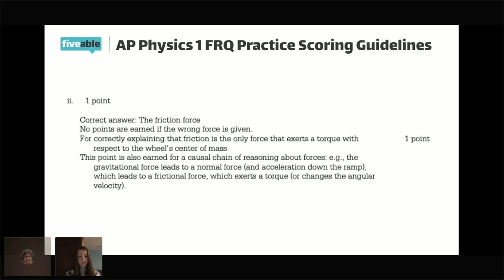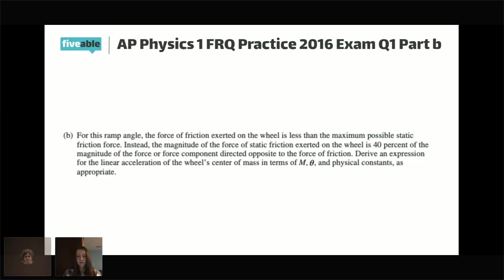Okay, so the next part. For this ramp angle, the force of friction exerted on the wheel is less than the maximum possible static friction force. Instead, the magnitude of the force of static friction exerted on the wheel is 40% of the magnitude of the force or force component directed opposite to the force of friction. Derive an expression for the linear acceleration of the wheel center of mass in terms of m, theta, and physical constants. So this is a really wordy one, and for that, I don't really like it that much.